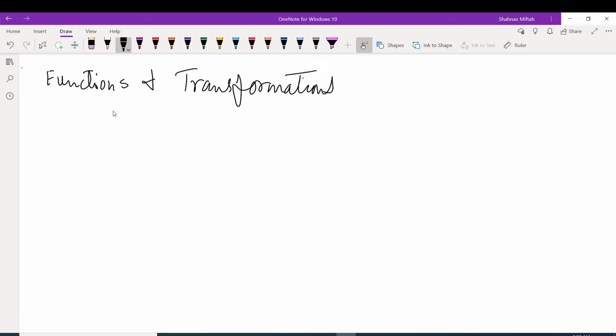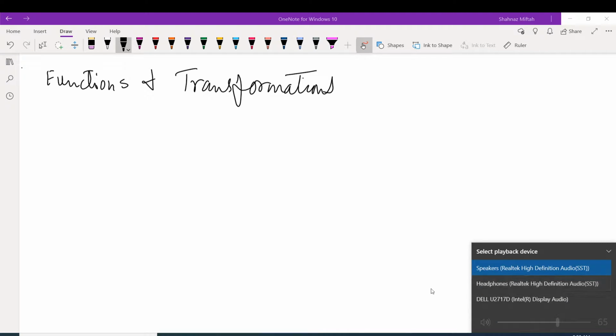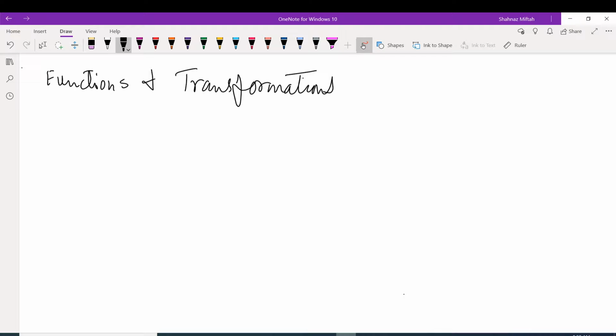Okay, for functions and transformations, we really need to know parent functions. We have to know the parent functions before we do anything else. I'm going to give you the parent functions. Please write them down, copy them down, and memorize them if you don't know them.